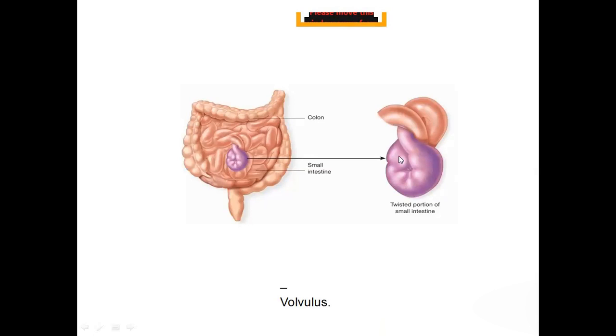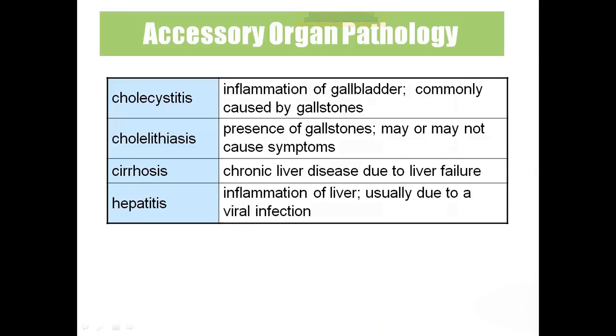Twisting of the intestine to itself, we call it volvulus. This also leads to intestinal obstruction. And cholecystitis, inflammation of the gallbladder. The reason is gallstones, meaning formation of stones in the gallbladder. Cholelithiasis, presence of gallstones. The symptoms may appear or may not appear.